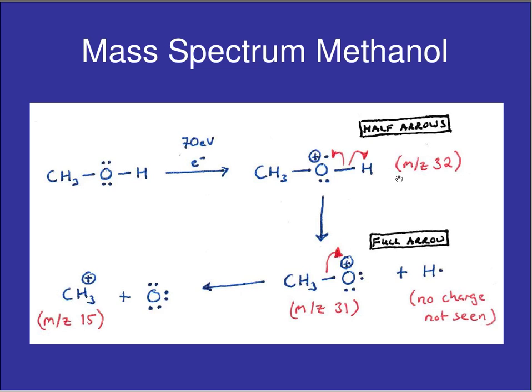What happens next? I want to remind you that when you look at a mechanism, we can use either full arrows or half arrows. Full arrows indicate the movement of a pair of electrons. Half arrows indicate the movement of single electrons. So be very careful when you use full arrows or half arrows.